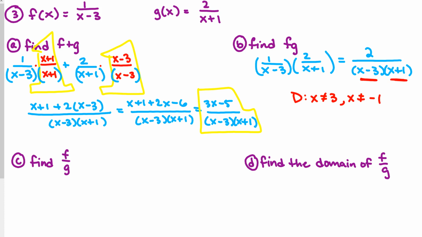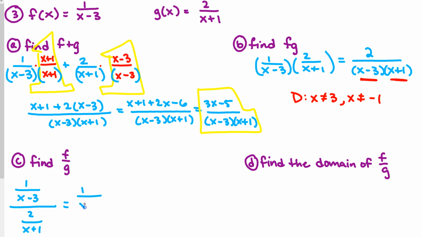Okay, for part C, we're finding f over g. So we have 1 over x minus 3 over 2 over x plus 1. Okay, we have a fraction over a fraction. And we call this a compound fraction or a complex fraction. There's different words for it when you have fractions inside fractions. But just remember what you learned when you learned fractions with numbers. If you divide fractions, it's equivalent to multiplying by the reciprocal of the denominator.